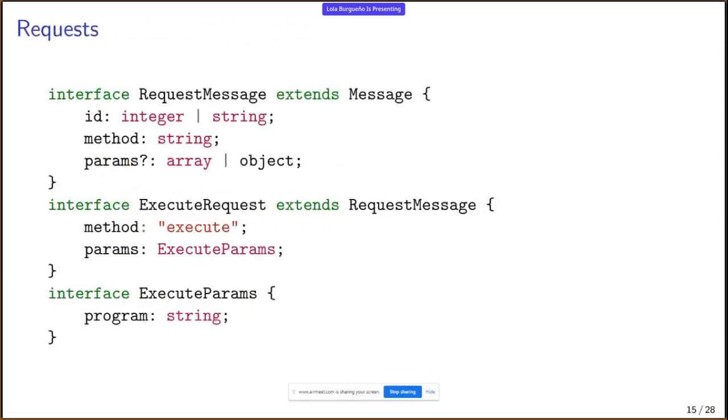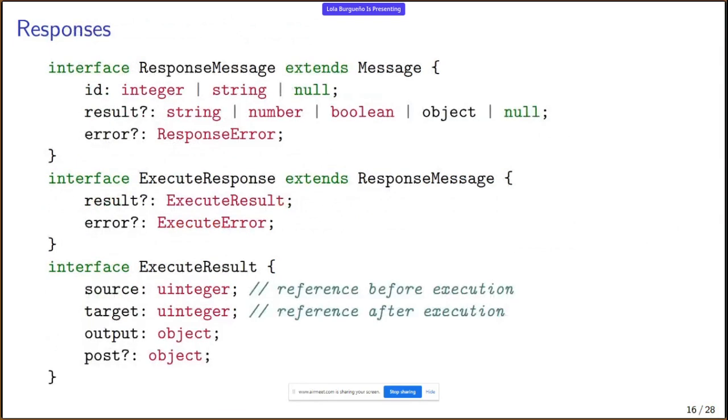And here we see an example of our protocol. Essentially, we just have request messages which have an ID to keep track. It has a method and it has optional parameters. And then we have, in this example, our execute request, which has as the parameters a program that we are executing. And then we also have responses. They have an ID that matches up with the corresponding request to allow us to match responses and requests to each other.